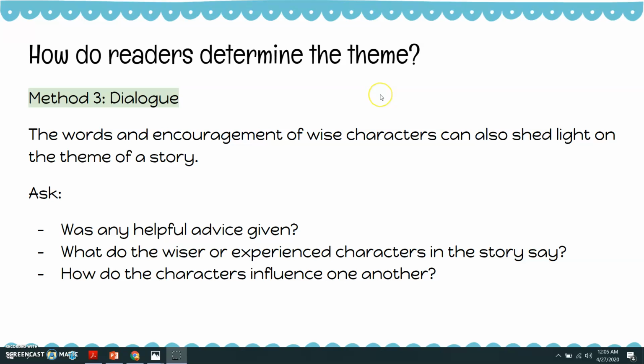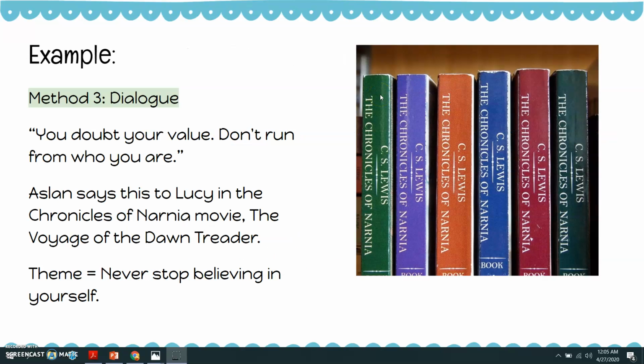Let's look at an example. "You doubt your value, don't run from who you are." Aslan says this to Lucy in the Chronicles of Narnia movie, The Voyage of the Dawn Treader. So, let's look at what he said again. "You doubt your value, don't run from who you are." So, that's really never stop believing in yourself. He's trying to encourage her to believe in herself and not run from who she is and that she can do it.